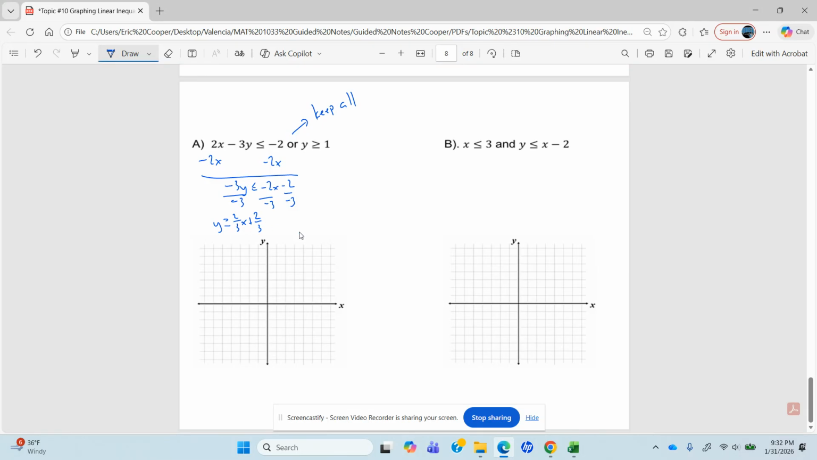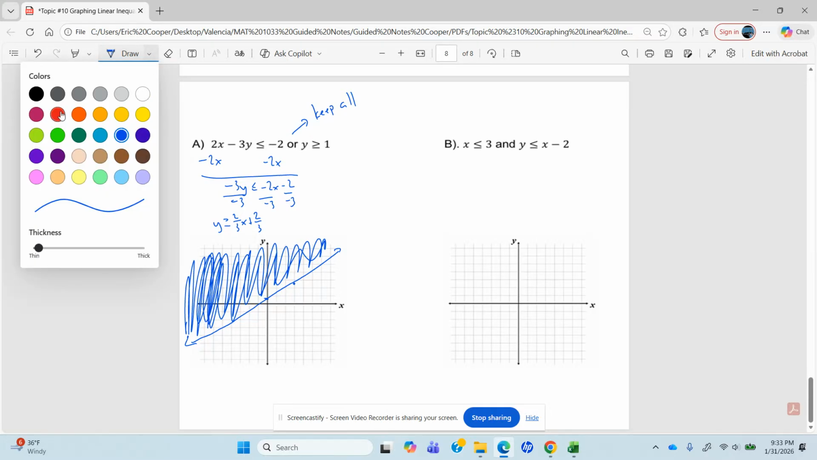So let's go through and graph this. 2/3 is a little bit between 0 and 1, so we'll put a point here. From here, we'll go 2 up and 3 to the right. We'll graph our line there. It's a greater than or equal to. Since it's equal, it gets the solid line. And because it's greater, we're going to shade above. And we're going to keep everything we shade.